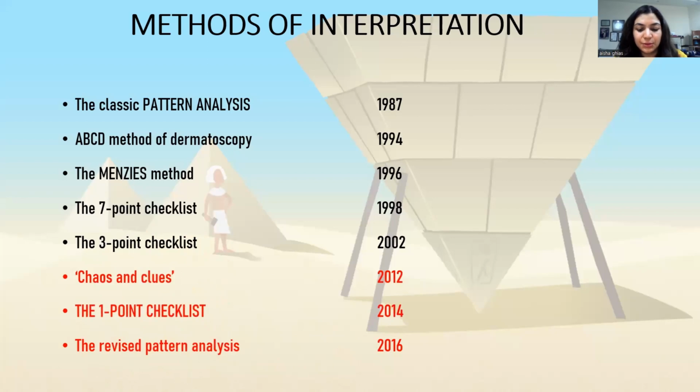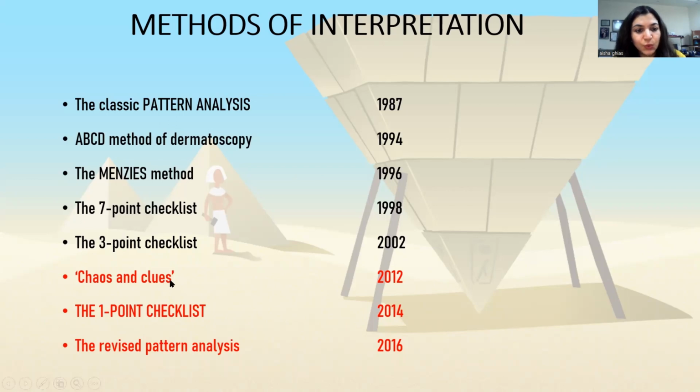If you ask me what method of interpretation in dermoscopy I prefer, there are the last three. I have colored them red and made them prominent because these three methods are used worldwide. This is the evolution of dermoscopy: initially classical pattern analysis was there in 1987, and then the ABC method of dermoscopy was invented in 1994, and then the Menzies method, which concentrated on the positive features and the negative features. Then the 7-point checklist, only for the diagnosis of melanoma, and the 3-point checklist, also for the diagnosis of melanoma.